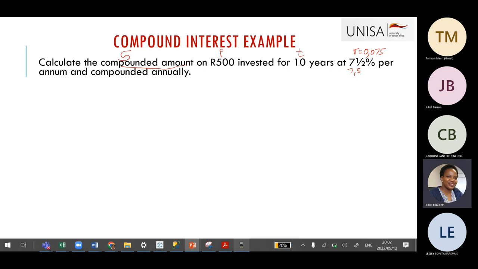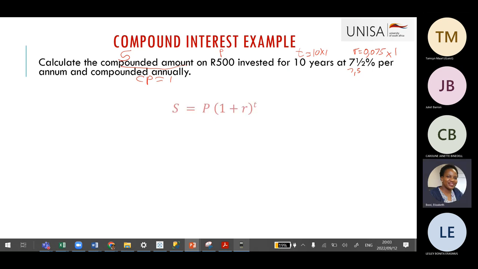It's compounded annually. So our compounding periods equal one. That is very important to note and know. It means, in a way, we would have multiplied our 10 years by one, and multiplied our rate by one. It doesn't really matter. You can just leave it as it is, because 10 times one is 10.